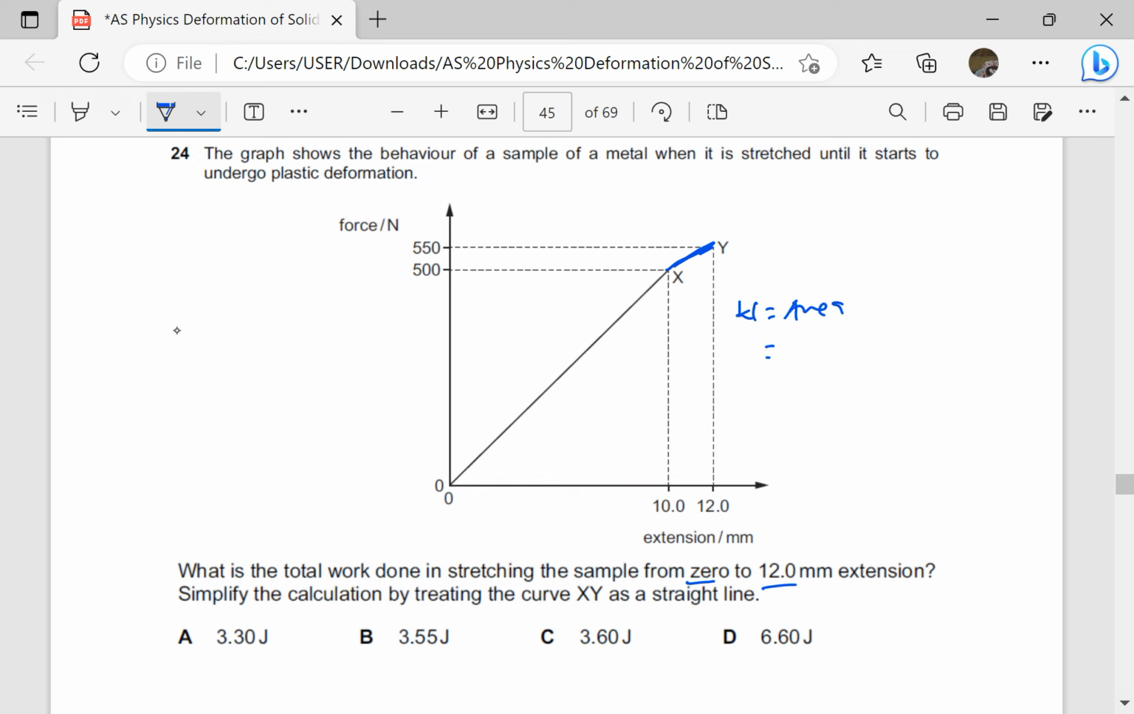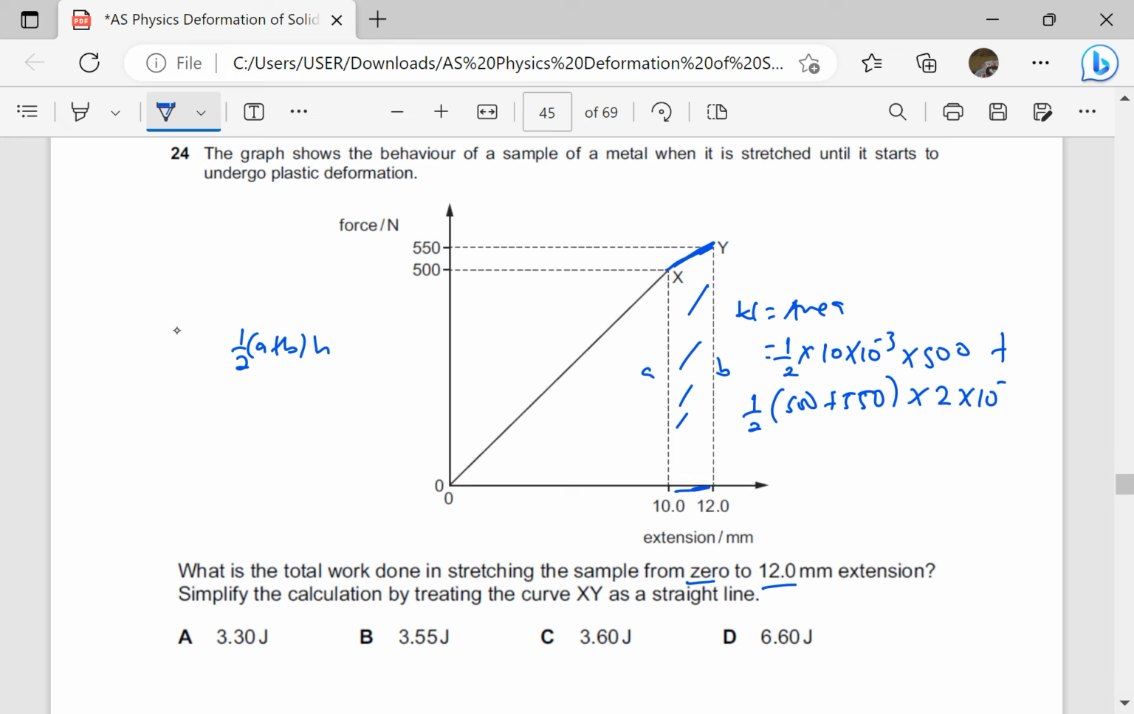which, for the first part, is a triangle, which is a half times, let's say the base is 10 times 10 power negative 3, times, let's say the height is 500 for the first part, plus this other part is a trapezium. So this will also be a half. A for the trapezium can be 500, then B can be 550. Remember, the area of a trapezium is a half times A plus B, times H. So times 550, then times the height, which will be this distance here, between 10 and 12, which is going to be times 2 times 10 power negative 3.